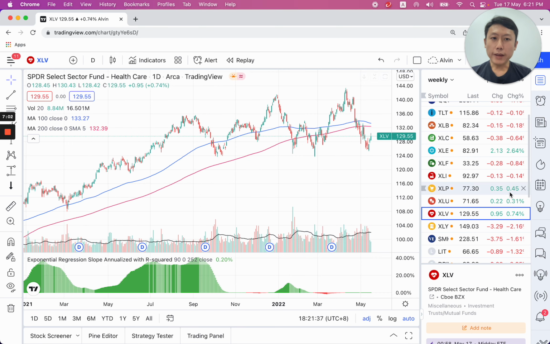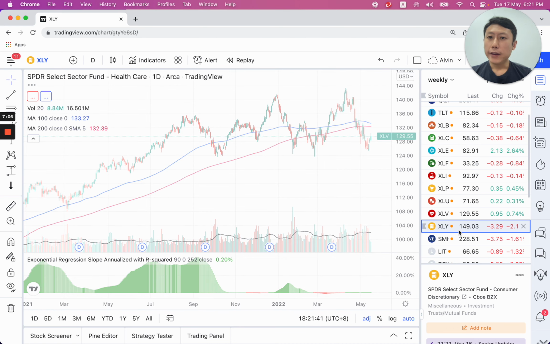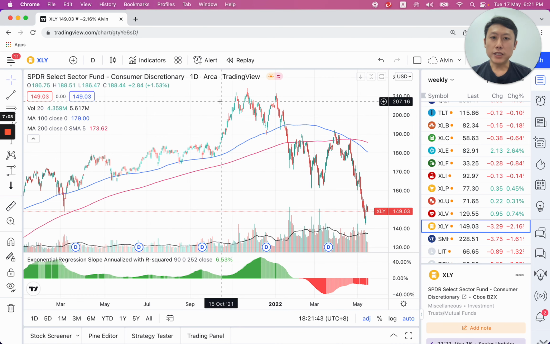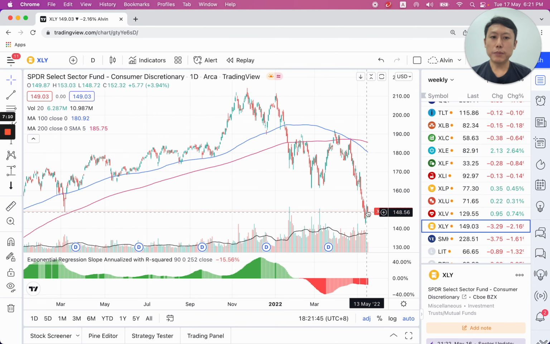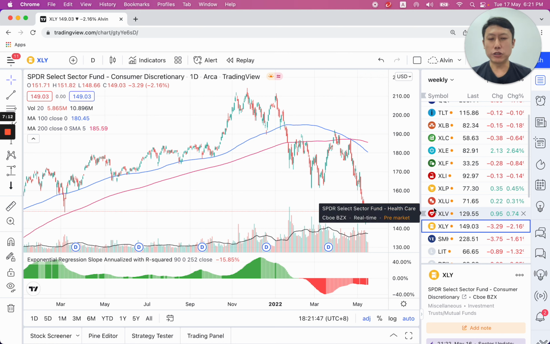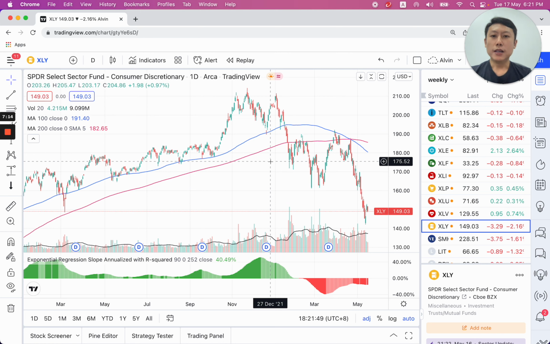Next one is healthcare, bearish, prices below the moving averages, and this is consumer discretionary. It has also dropped quite significantly, right? Because probably the market thinks that luxury goods are not going to do as well during a period of inflation, and the consumer staples are on the other hand different. It's something that you need every day, right? Daily necessities. So they could hold their prices well.